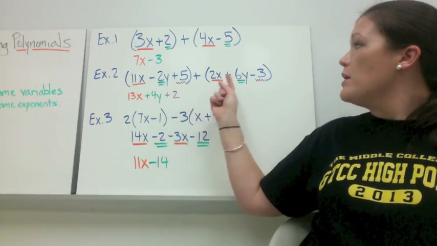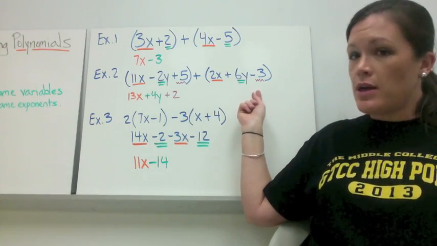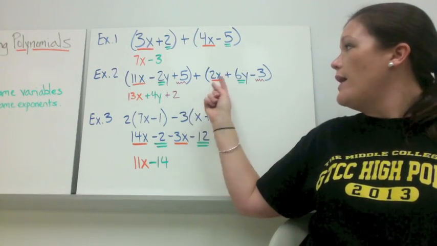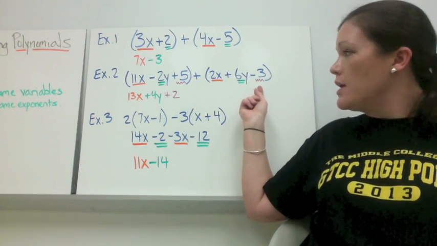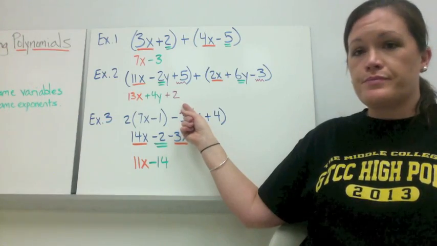I have 5 plus negative 3. Again, always be careful when you end up with a negative. So 5 minus 3 is how we could think of it, and that would just give us 2.